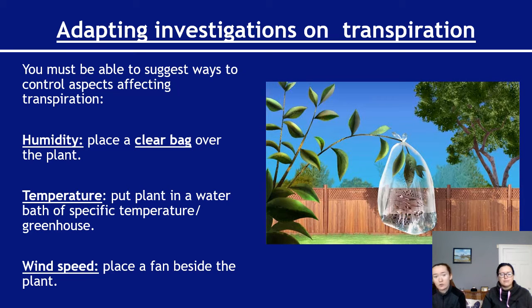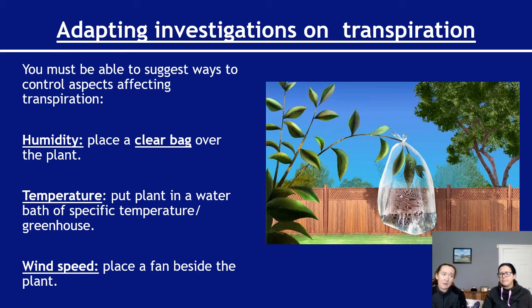How do you control humidity? You can place a clear bag over the plant, just like is seen in this diagram here. If you want to control temperature, you could put the plant in a water bath at a specific temperature. You could put it in a greenhouse at a specific temperature. So just something that controls a temperature. Or similarly, wind speed, you could place it beside a fan and then set the fan to a set wind speed, and that means you know the wind speed.